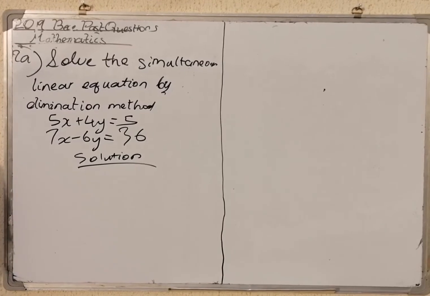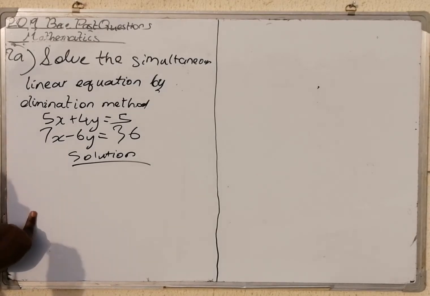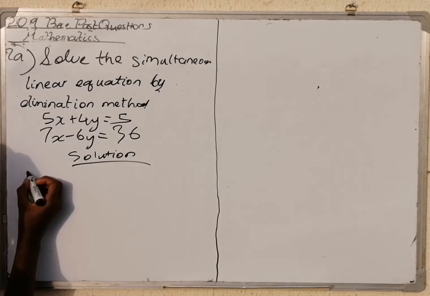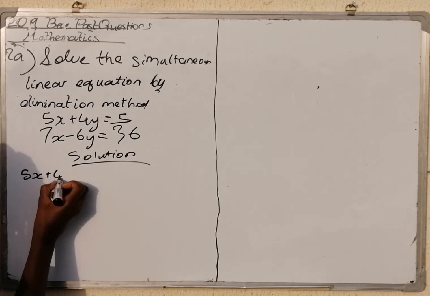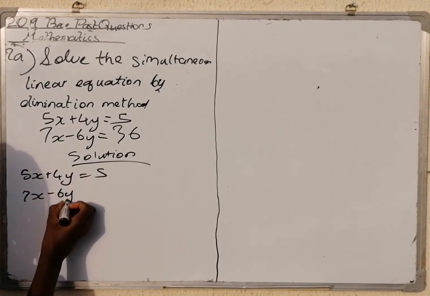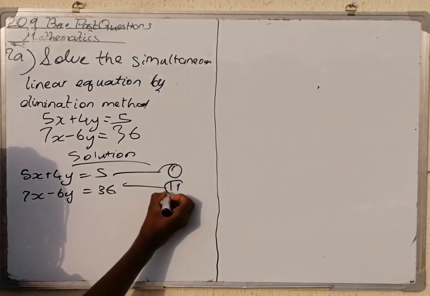Question 2A says, solve the simultaneous linear equation by elimination method. There are many ways to use the elimination method to solve simultaneous equations, but this is the method I use. This method I was taught, and I want you guys to learn it. So let's write the question. 5x plus 4y equals 5 and 7x minus 6y equals 36. Equation 1 and equation 2.